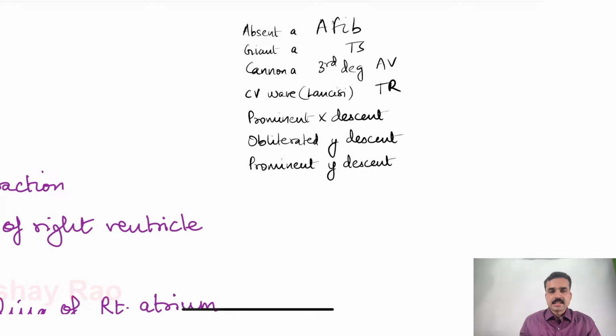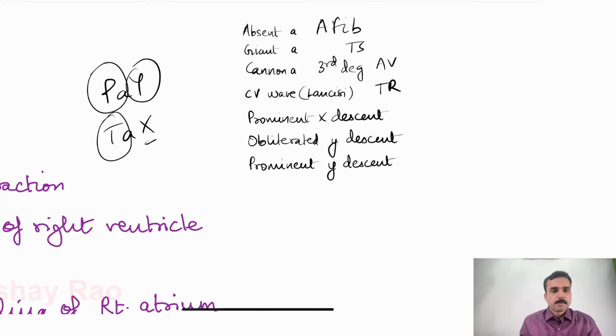Okay, prominent X descent is something that you see in patients of, so remember the mnemonic PAY TAX. This is where it's prominent. X descent will be prominent in cardiac tamponade, whereas Y descent will be prominent in constrictive pericarditis. So PAY TAX: prominent X descent it is tamponade, prominent Y descent it is constrictive pericarditis. And obliterated Y descent is something that you get in tamponade again. So tamponade, the X is prominent but the Y is obliterated.